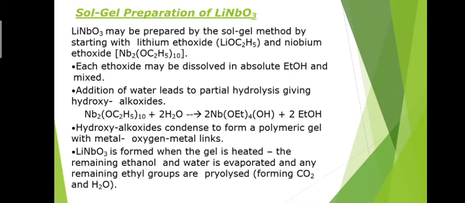And now sol-gel preparation of LiNbO3. LiNbO3 may be prepared by the sol-gel method by starting with lithium ethoxide and niobium ethoxide, and each ethoxide may be dissolved in absolute ethanol and mixed. Addition of water leads to partial hydrolysis, giving the hydroxy alkoxide by the following reaction. Then hydroxy alkoxides condense to form a polymeric gel with metal-oxygen-metal links. Then LiNbO3 is formed when the gel is heated and the remaining ethanol and water are evaporated, and any remaining ethyl groups are pyrolyzed.